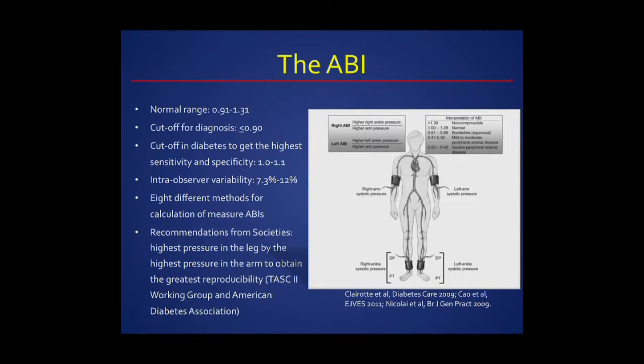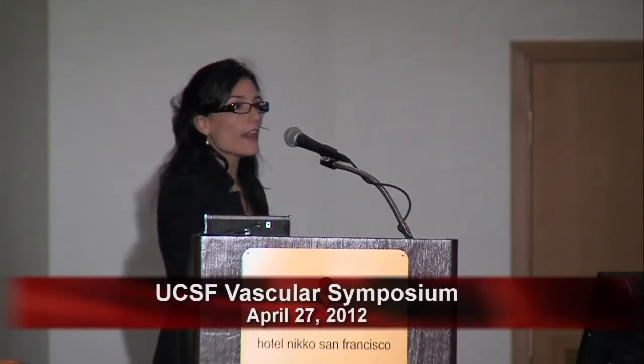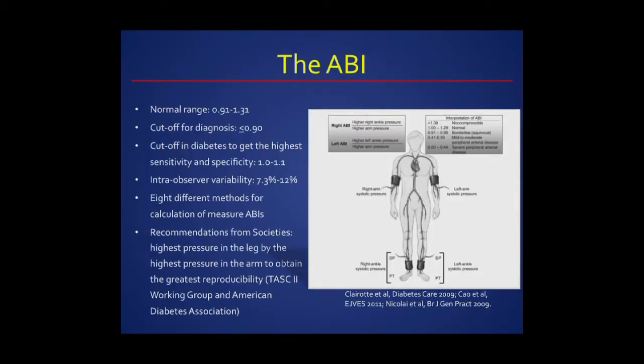So the ABI, the normal range, as you're all familiar with, is 0.9 to 1.3. The cutoff for diagnosis of PAD is less than 0.9. However, there are some studies that suggest that in diabetic patients, we should use a slightly higher cutoff, like 1 to 1.1. There is an intra-observer variability that is present there. There are different methods of calculating the ABI, but as per the different societies, we should be using the highest pressure in the leg and the highest pressure in the arm.